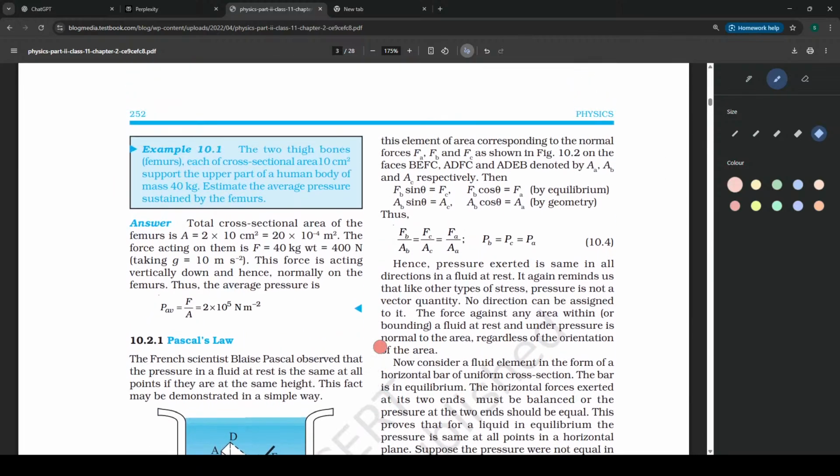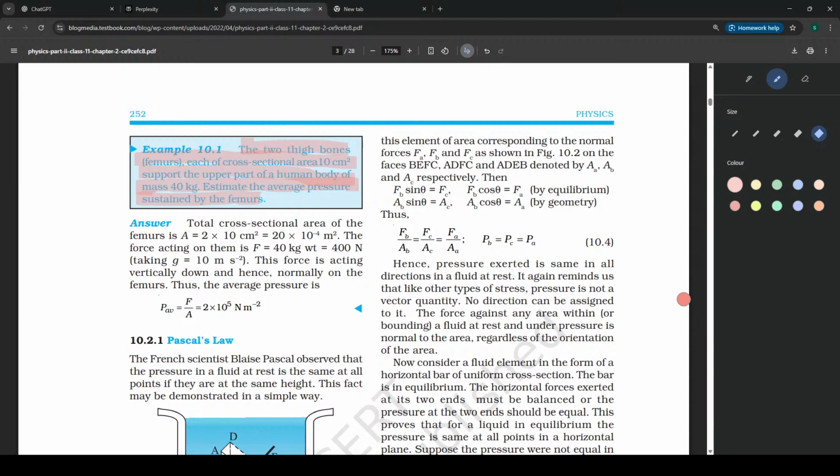Let's see an example. The two thigh bones, femurs, each of cross section area 10 centimeter square, support the upper part of a human body of mass 40 kg. Estimate the average pressure sustained by the femurs. Okay, they gave two thigh bones, each of cross section area 10 centimeter square, support the upper part of a human body of mass 40 kg. Now we estimate the average pressure sustained by the femurs.